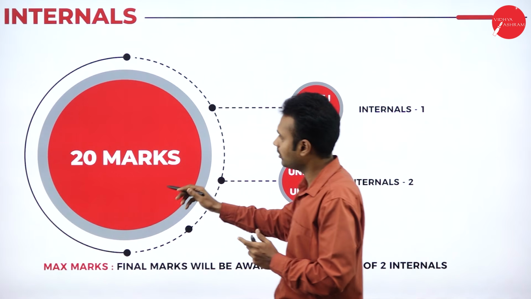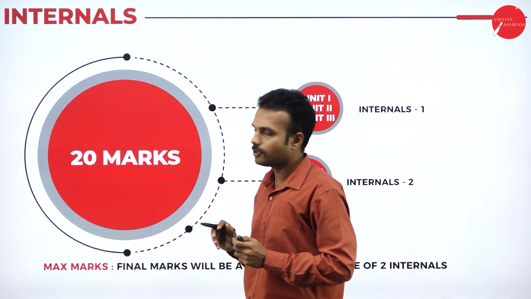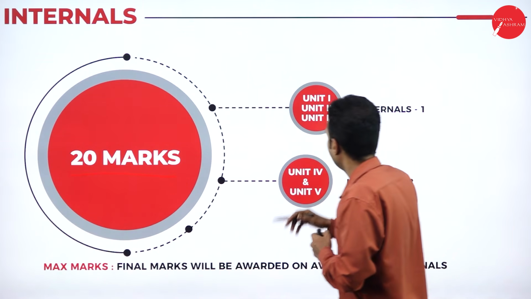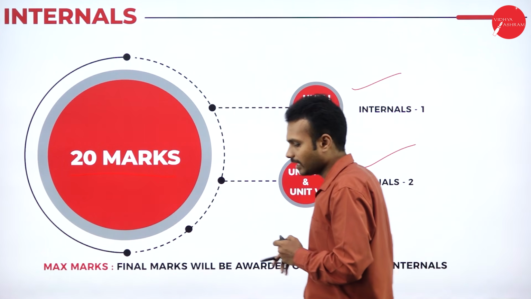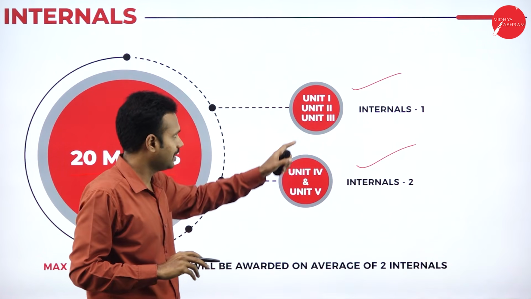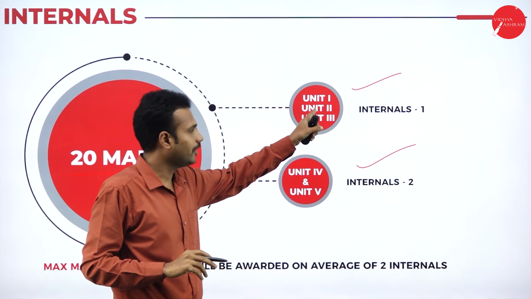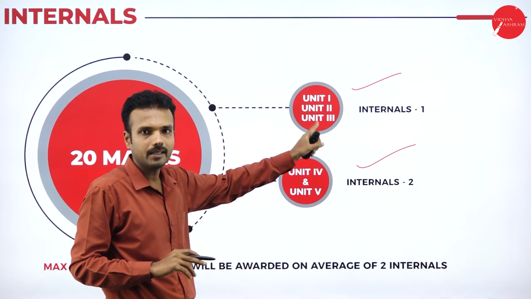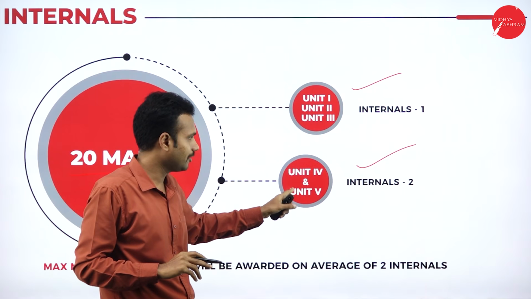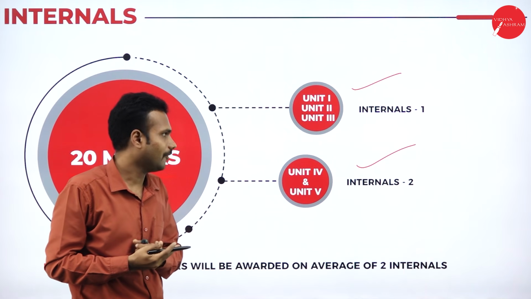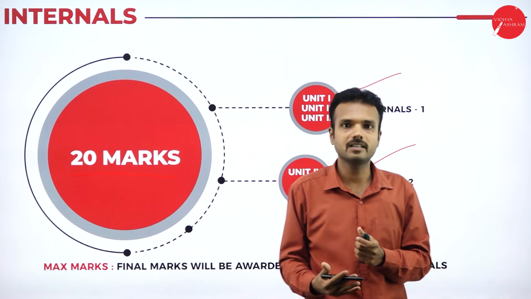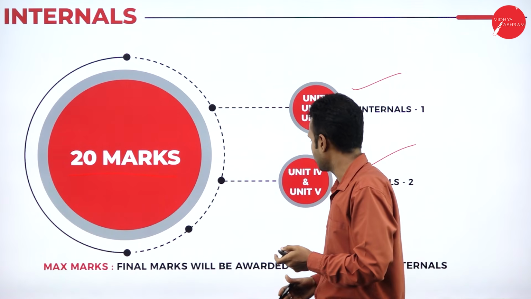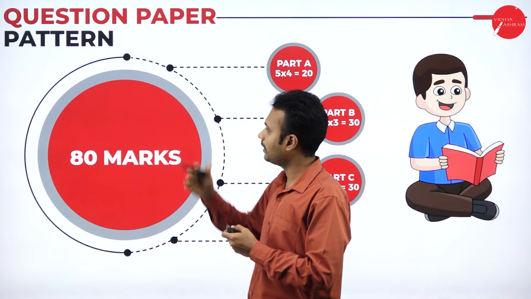So as I said, you will be having internals of 20 marks, which has been classified into two categories. One is internal 1 and internal 2. So that is internal 1, we are going to consider unit 1, 2 and 3. For internal 2, we are going to consider unit 4 and unit 5. That is the syllabus or the contents for consideration when it comes to internals. Next one is the question paper pattern.